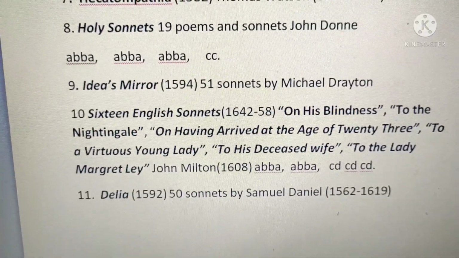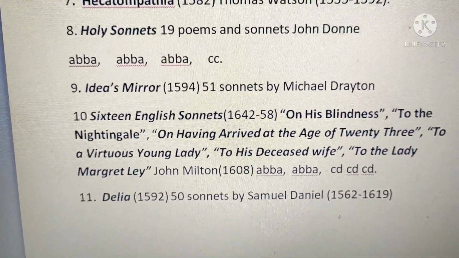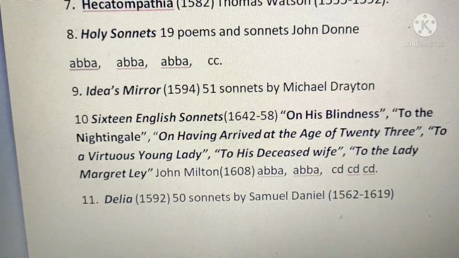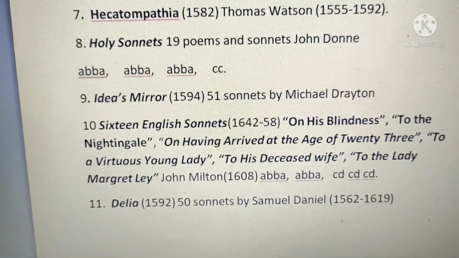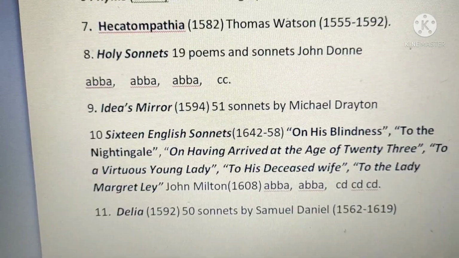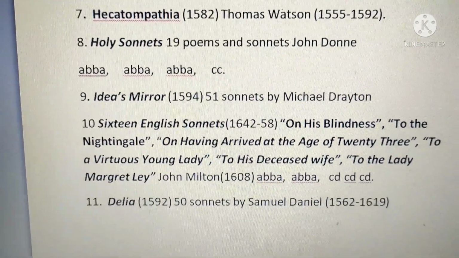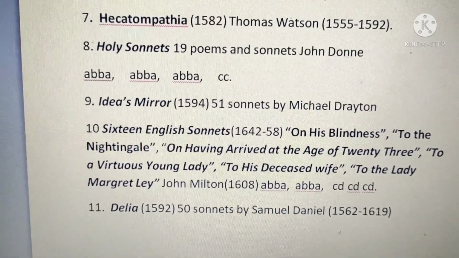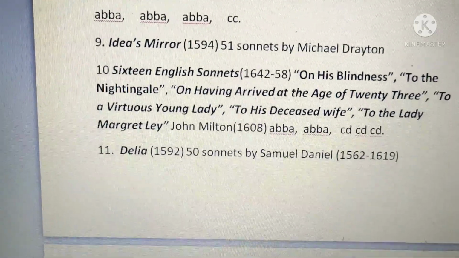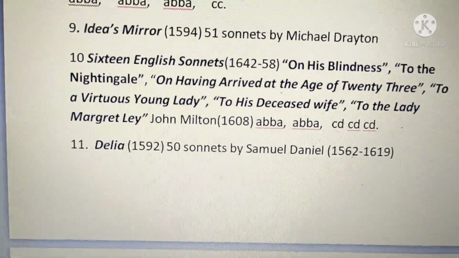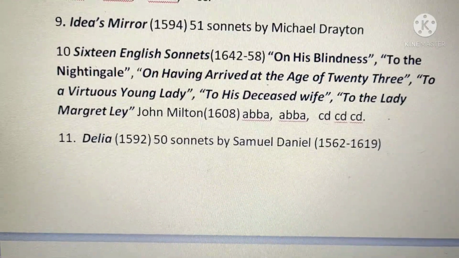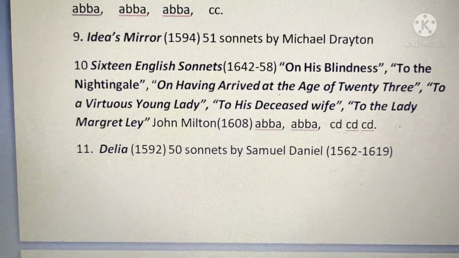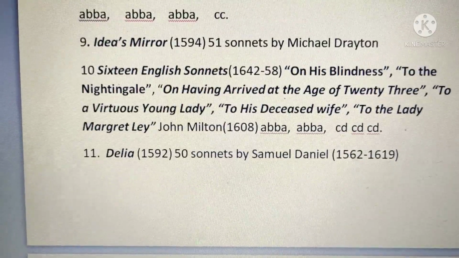Remember Idea's Mirror. You have to remember all the sonnet sequences, the different writers and their sonnet sequences. There is definitely one question on the sonnet in every competitive exam. Now, in the Elizabethan age, all the sonneteers expressed their love through their sonnets, but John Milton, who is a Puritan poet, didn't write about love. He wrote different sonnets on politics and his own condition.